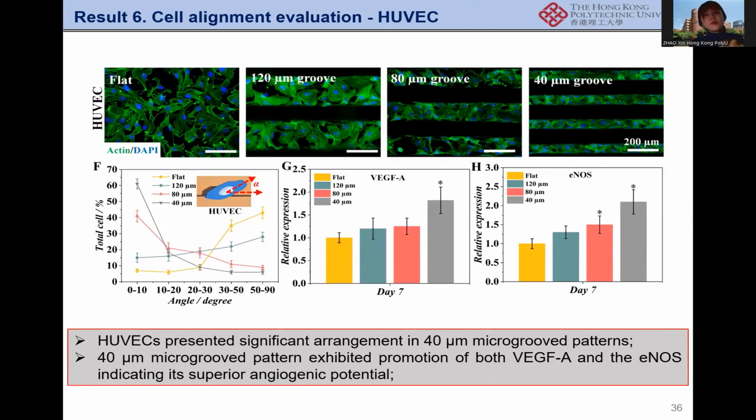And then we see the endothelial cells on top of the materials. Again, when we make the channels tiny, we can make the cells align better. And also we have increased VEGF-A and eNOS. Both of these mean enhanced angiogenesis. So we can conclude that by using these different sizes of microchannels, we can regulate the cell fate of mesenchymal stem cells and also endothelial cells, and then regulate the osteogenesis and angiogenesis in vitro.